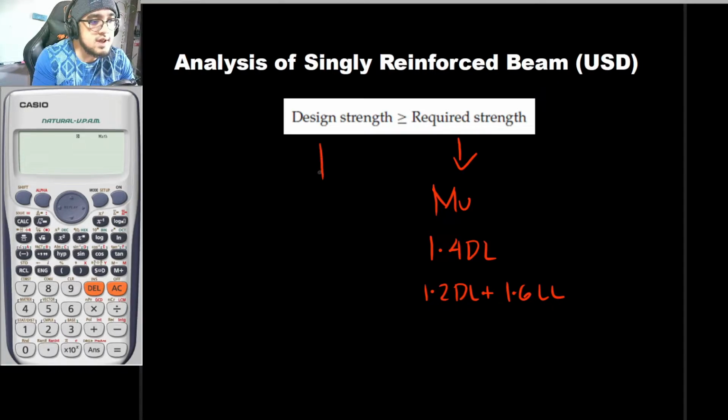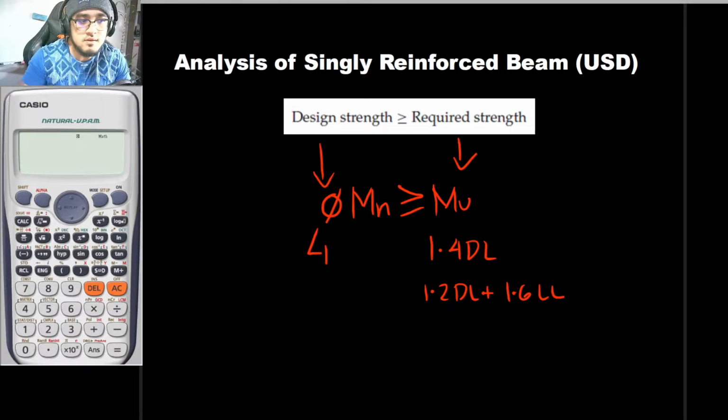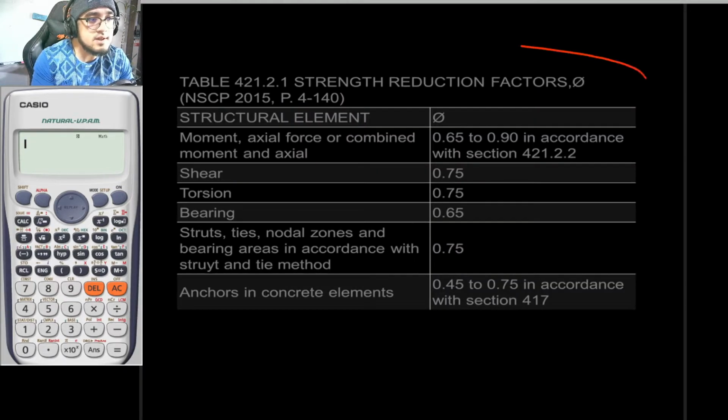How about the design strength? Once again, your required strength should be less than or equal to your design strength. Your design strength is the strength of your member, that is the nominal strength, multiplied by the reduction factor phi. This is basically our factor of safety. So phi Mn should be greater than or equal to your Mu, or your required strength. For the value of your phi, it can be seen in this table, in page 4-140 of your NSCP 2015 edition.